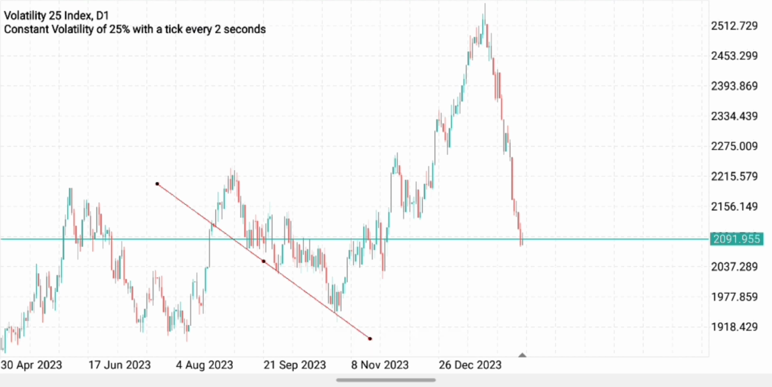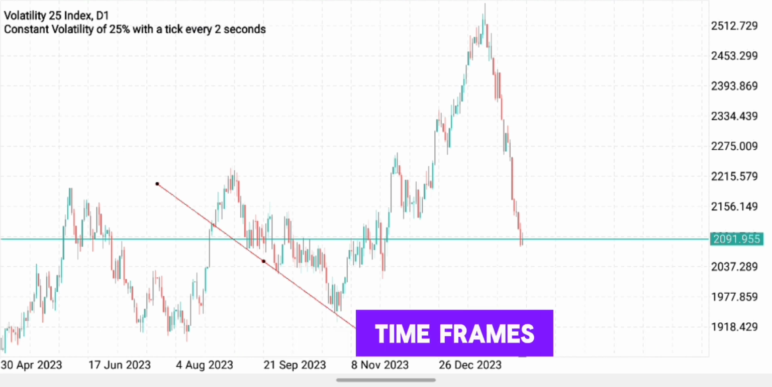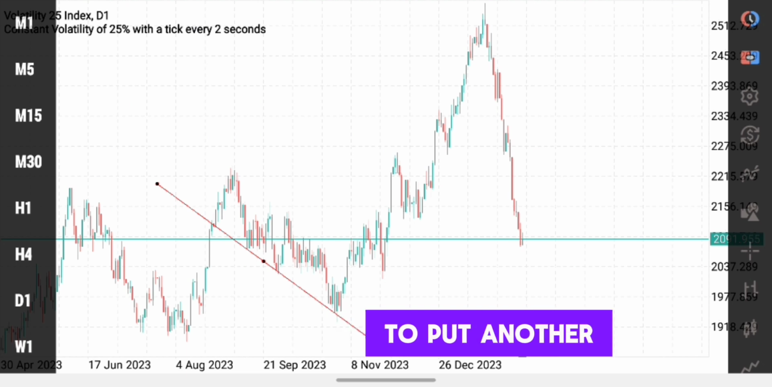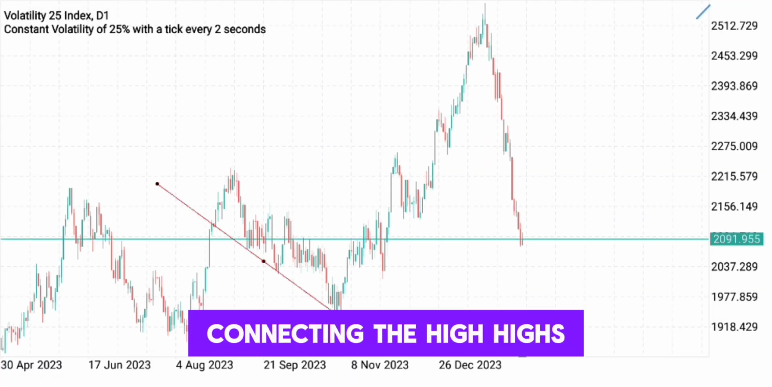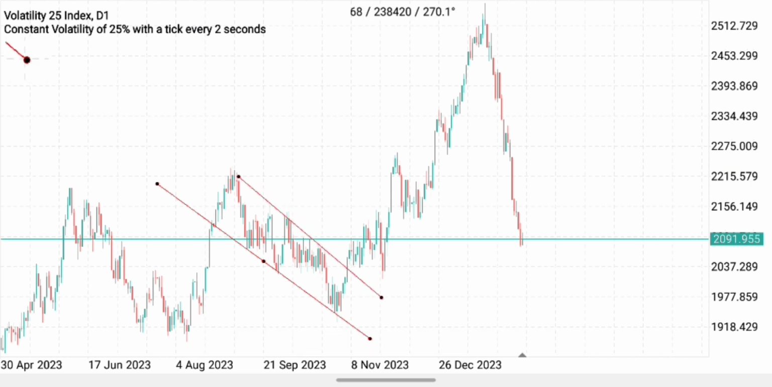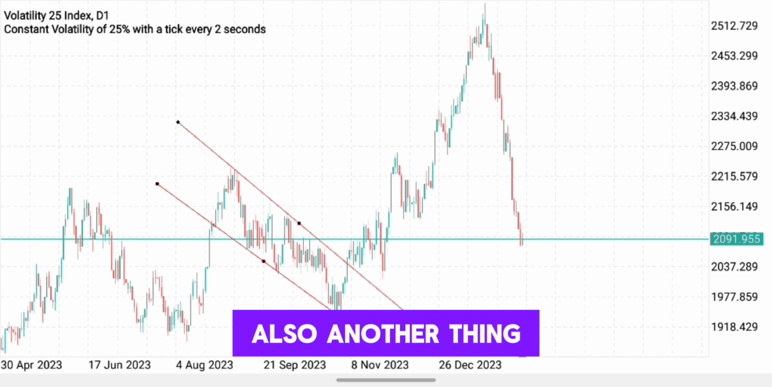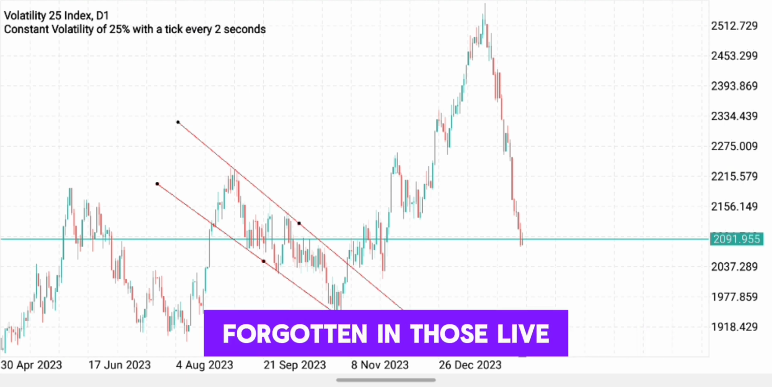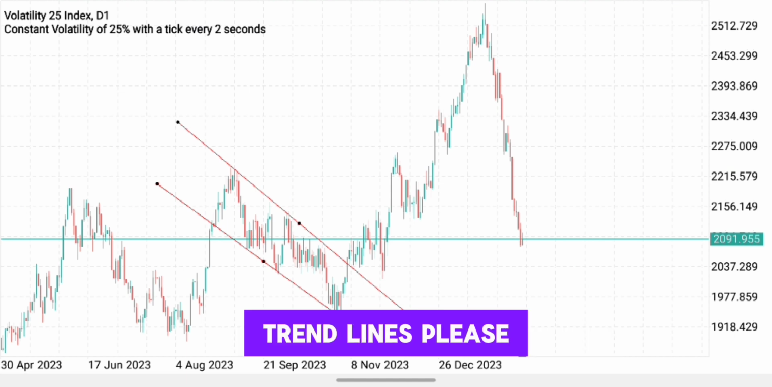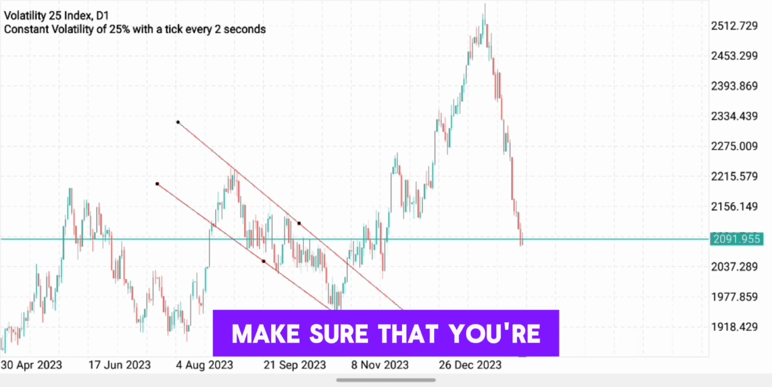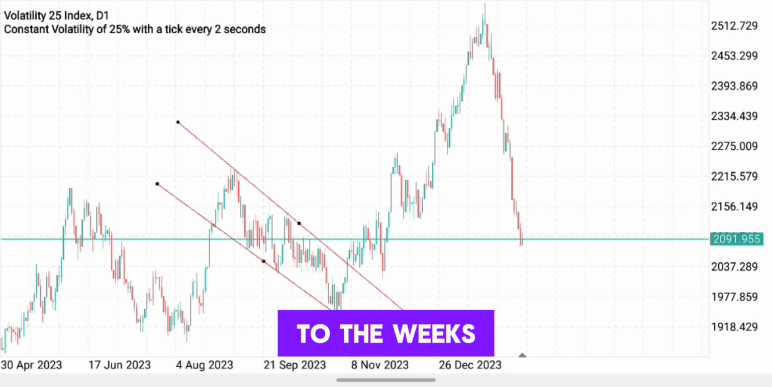Okay, so as you can see, these are bigger time frames. So we're going to put another trend line that is connecting the higher highs. Okay, as you can see. Also, another thing that may be forgotten in those live trading videos, when you draw your trend lines, please make sure that you are connecting your trend lines to the wicks, not the body.